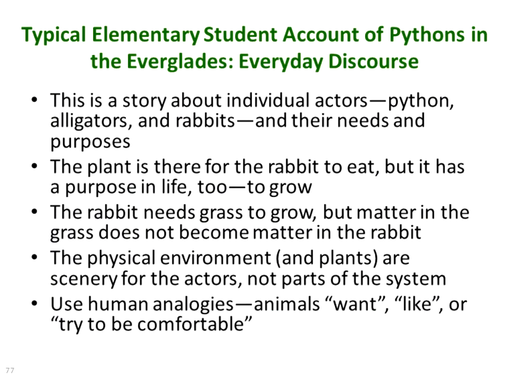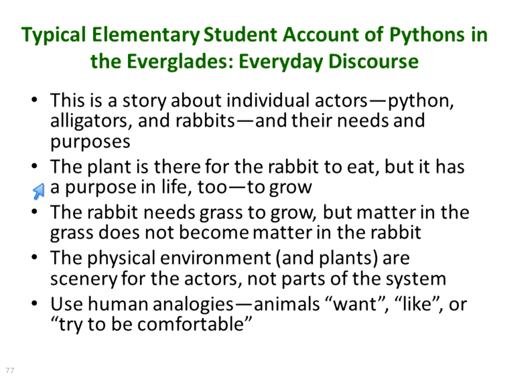Okay, so typical elementary student accounts of pythons in the Everglades. They're using their everyday discourse, their English language or their first language. And for them, this is a story about individual actors. There are pythons and alligators and rabbits, and they all have needs and they have purposes. So for example, the cattails are there for the rabbit to eat, okay? And so the rabbit eats it, and then the rabbit can have babies and live its life. But the plant also has a purpose. The plant's purpose is to grow.